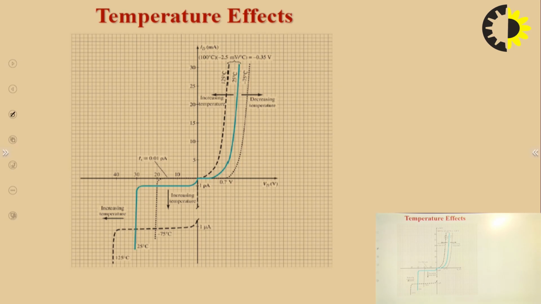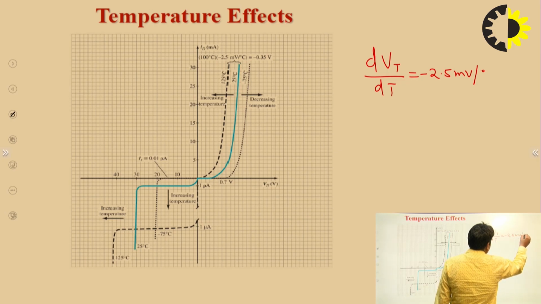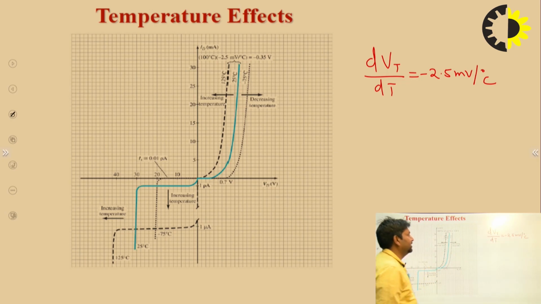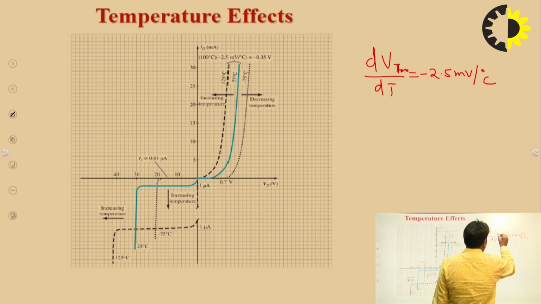So the third one is, what is the temperature effect on VI characteristics? We know that the temperature effect, dVT/dT, is equal to minus 2.5 millivolt per degree centigrade. So what is the significance behind that? This is not a V threshold, this is a cut-in voltage.